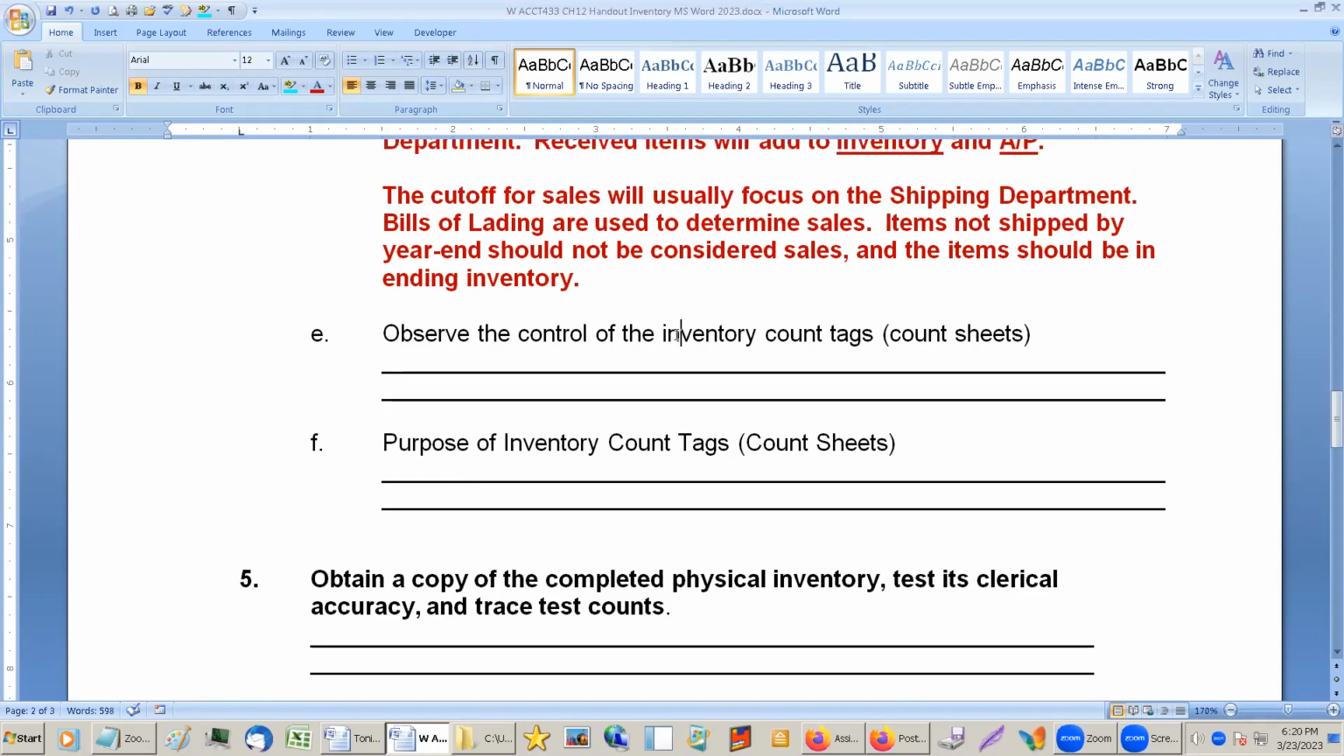Observe the control of the inventory count. I don't know, there's not too much to write on that.